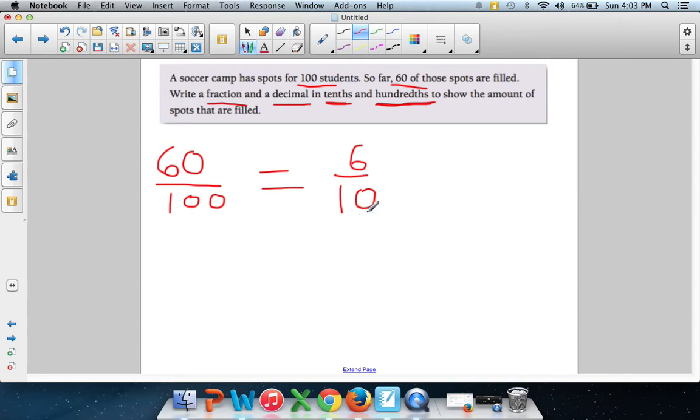Now they're going to ask for that in decimal. Decimal in tenths, decimal in hundredths. Don't freak out. The decimal is easy, especially if you remember what I taught you last night for homework. This decimal, this little dot, takes the place of something. It takes the place of the 100, so you don't have to write the 100. All you have to write is the 60.